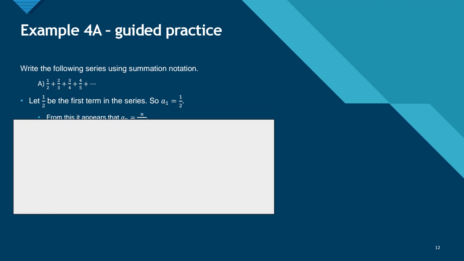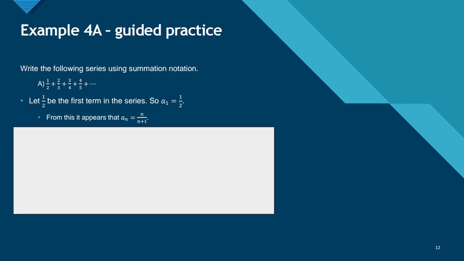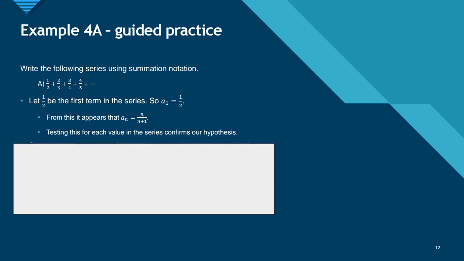And if we look at the denominator, we're going from 2 to 3 to 4 to 5. So if we're starting at a sub 1, then it looks like the denominator is going to be n plus 1. And that holds true. So we have n over n plus 1 is 1 over 2. n over n plus 1 is 2 over 3, etc. So a sub n equals n over the quantity n plus 1. And testing this for each value in the series confirms our hypothesis.